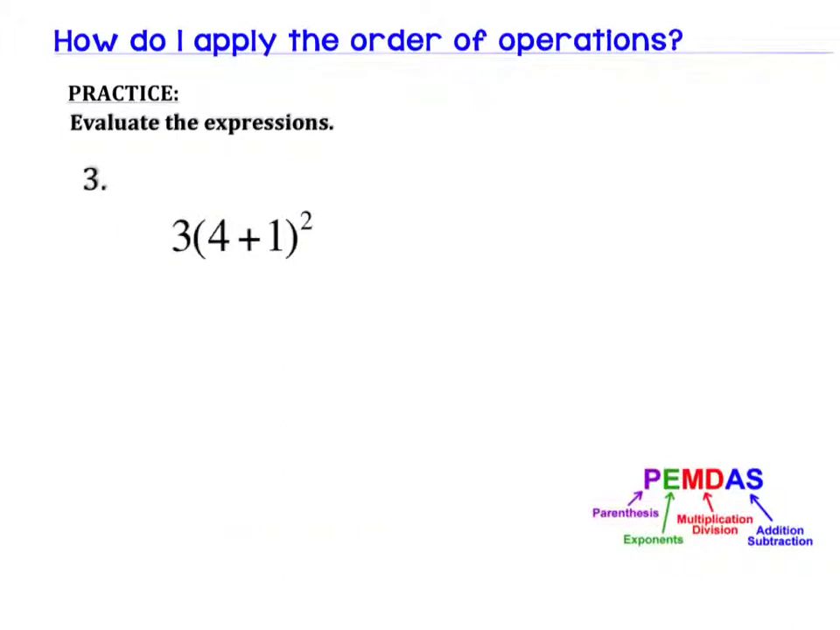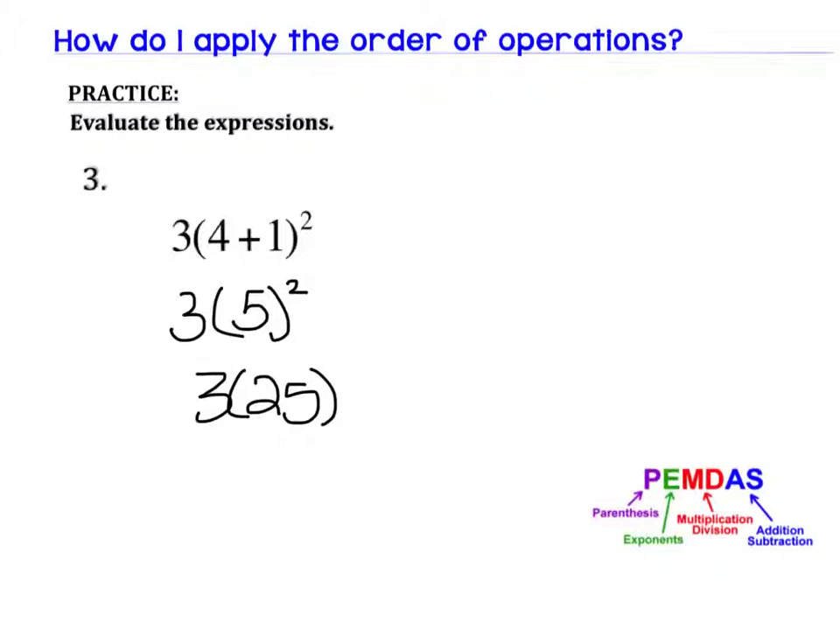All right, let's do our next one. Do I have anything in my parentheses? Yep, so we're going to start there. So 4 plus 1 is 5. Now let's take a look. Do you have any exponents? Yep, I have to take care of my exponents. I've got 5 to the second power, which is 5 times 5. So I'm going to have 3 times 25. And now I can just simplify it there. 3 times 25, and that's going to give me a total of 75.